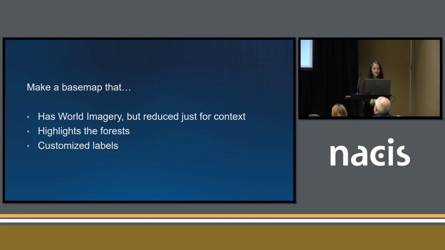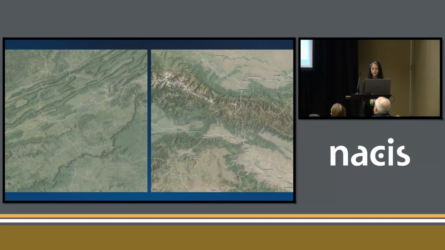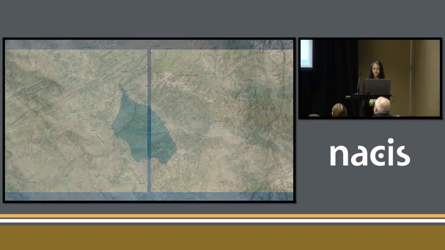So today we're going to make a base map that uses world imagery, but we're going to reduce it so it's a contextual layer. We're also going to highlight the forested areas and customize those labels to make this map here. I love blending base maps together. This is actually 6 different Esri base maps customized in the style editor and then integrated using the blend modes in the map viewer. And it's this blend of digital and reality where you can get that context of the imagery, but it's subdued enough for you to add other content on top of it and it won't compete.